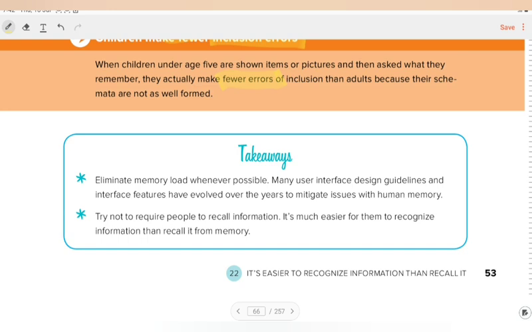Key takeaways. Eliminate memory load whenever possible. Many user interface design guidelines and interface features have evolved over the years to mitigate issues with human memory. Try not to require people to recall information. It's much easier for them to recognize information than recall it from memory.